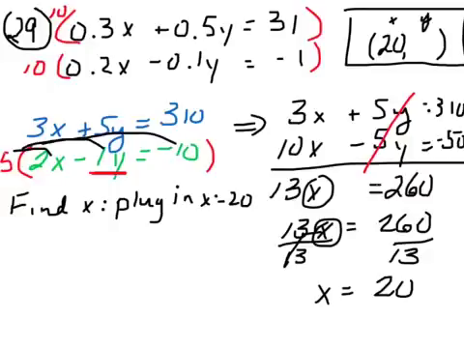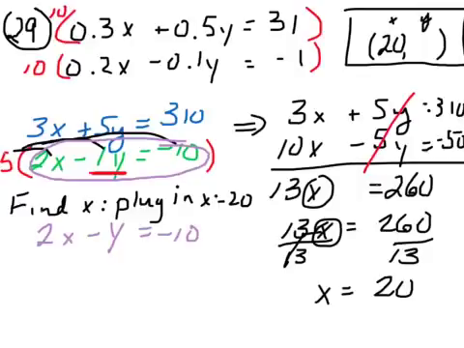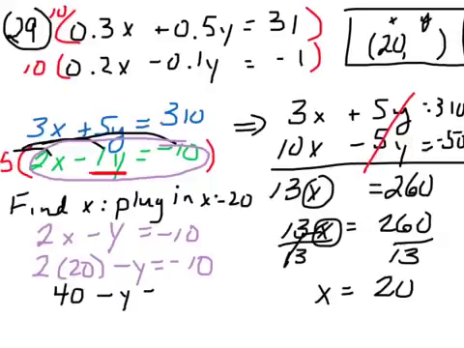It doesn't really matter. I'm going to pick purple. I'm going to circle this one just because somebody said below. That's the only reason. I could have also picked the top one. So I have 2x minus 1y, which is just minus y, equal to negative 10. But I know what x is. It is 20, so I'm going to plug that in. 2 times 20 is 40. 40 minus y is negative 10.